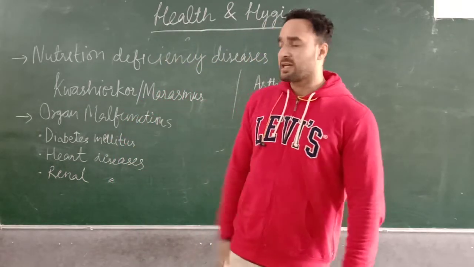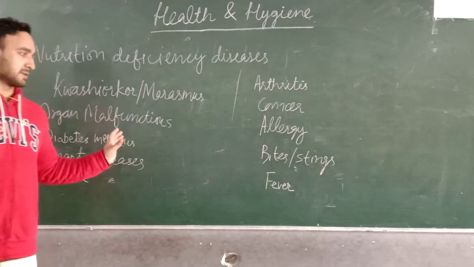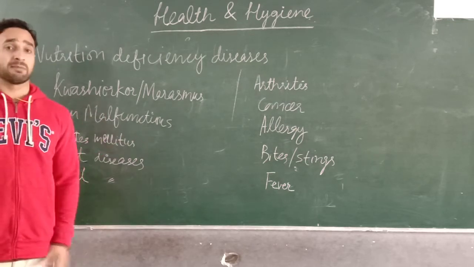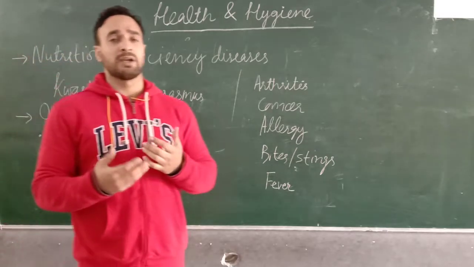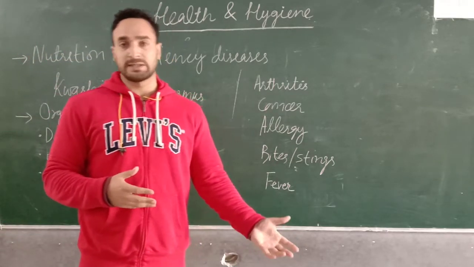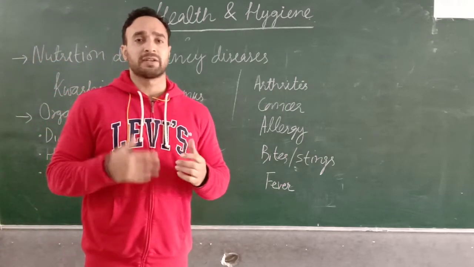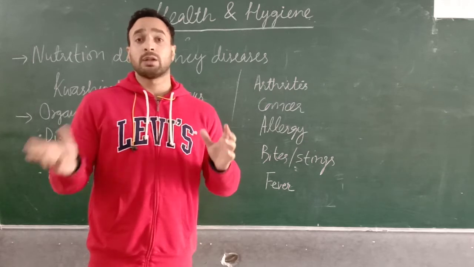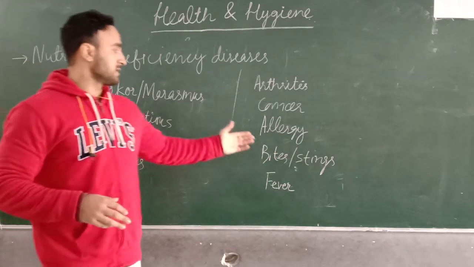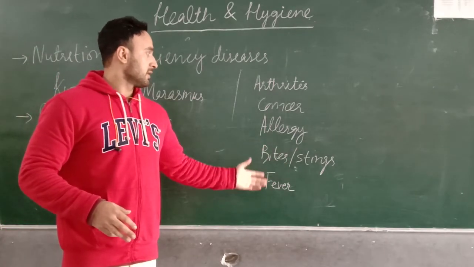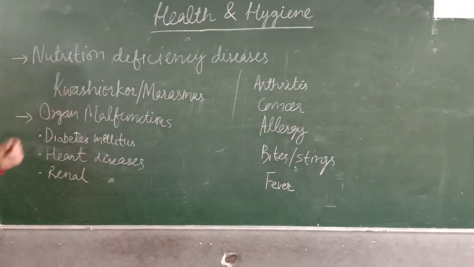Okay, now coming to the next part, organ malfunctions. As I have told you, the majority of organ malfunctions are congenital diseases. Some people didn't develop them, but were born with these diseases. Those diseases are called congenital diseases. All the congenital diseases fall under the category of organ malfunctions. However, all organ malfunctions are not congenital diseases. We'll study it. For example, diseases like bites and stings, and allergy, are not congenital, but they come under the category of organ malfunctions.